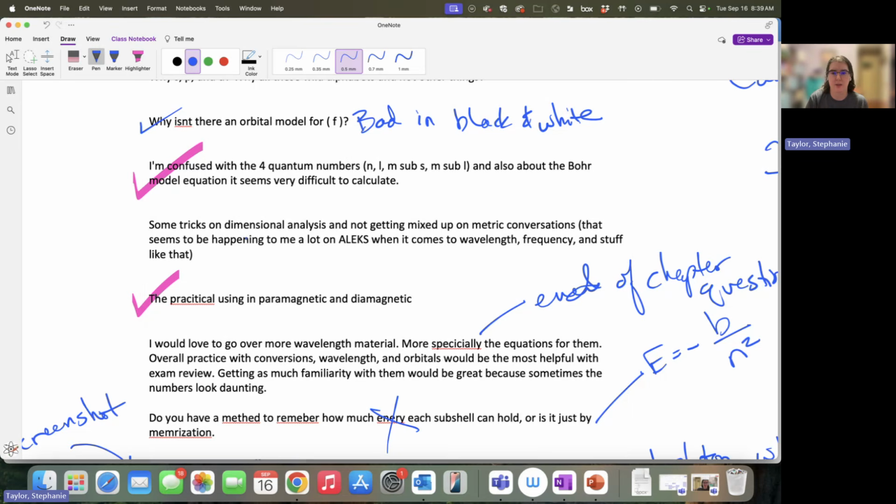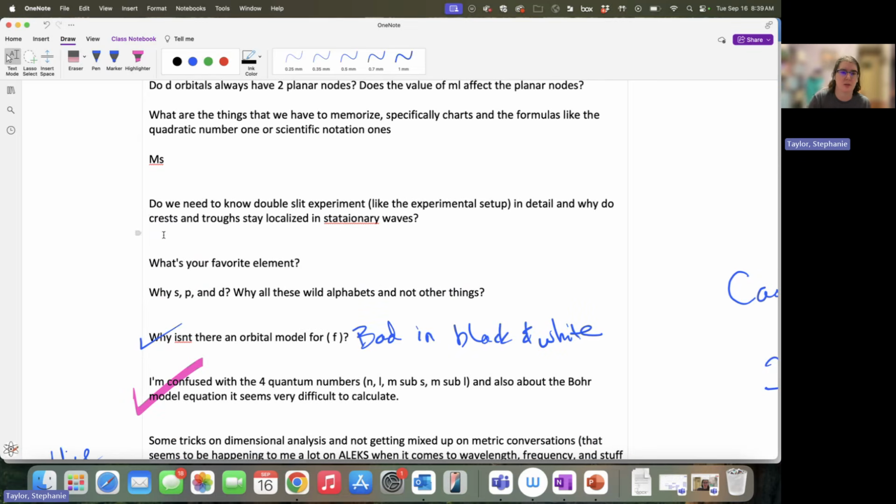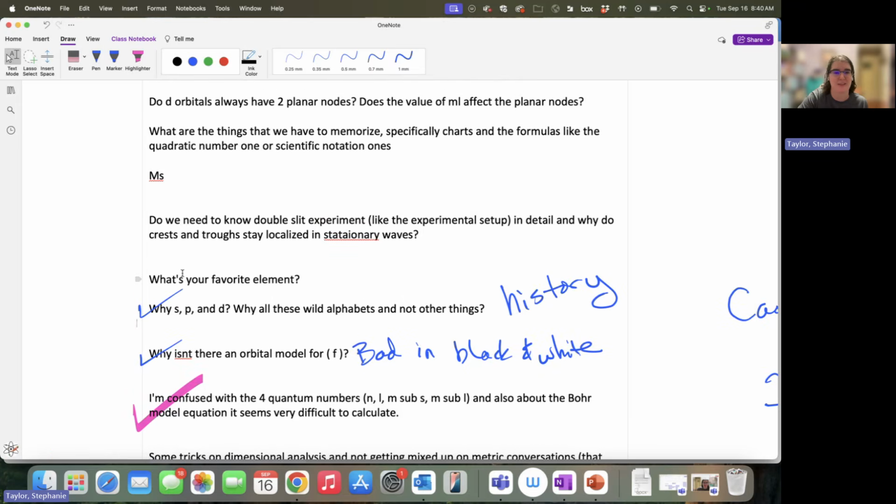I did not do a lot of tricks on metric conversions, so this is going to be an office hours question. I also like to do metric conversions, especially one-on-one, because different people have memorized them in different ways. Why s, p, and d? Why all these wild alphabets? I love this question and not other things. I'm just going to put the word history here. There's a longer story involved in that, and we can talk about it if you want. But it's historical as to why it's s, p, d, and f.